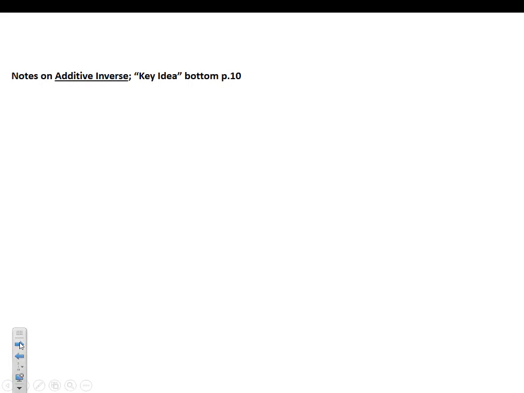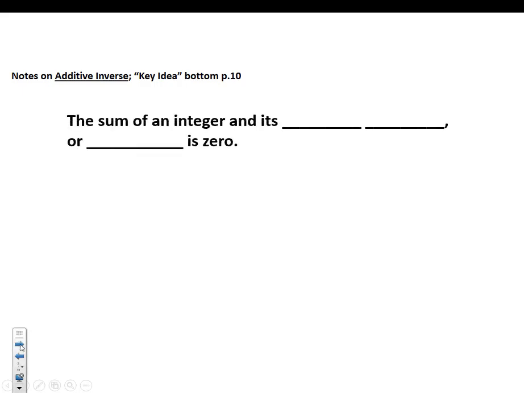All right, so ladies and gentlemen, we got some more notes to take. You may or may not have already taken them. If not, pause the video, go to the bottom of page 10 and take your notes on additive inverse. If you've already taken them, here we go. Additive inverse says, the sum of an integer and its additive inverse, and another word for that, and I should have put parentheses around here, is opposites. They're opposites. The sum of an integer and its additive inverse or opposite is 0.